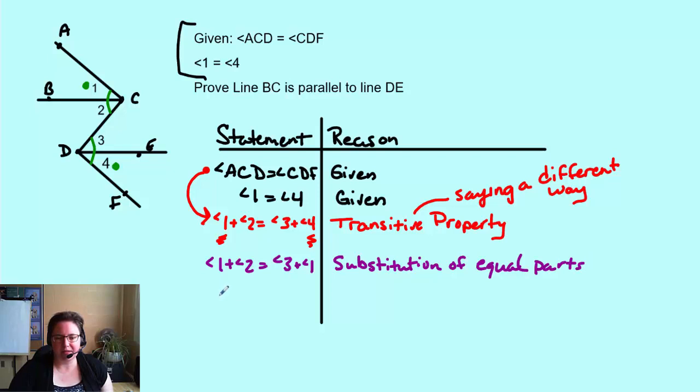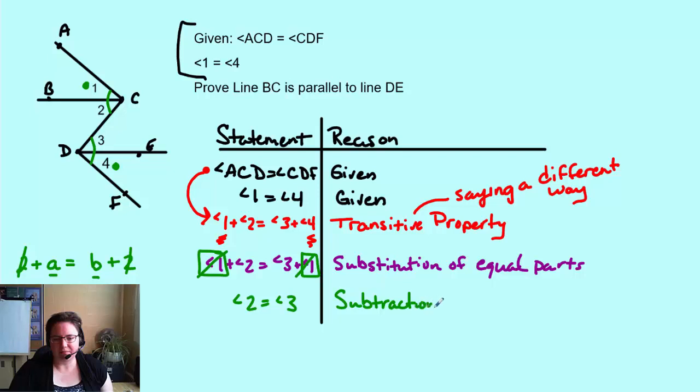Of equal parts. And then from there, well, if I've got a 1 on this side and I've got a 1 on this side, you know that you can get rid of those. But that's the same thing as saying 2 plus something is equal to something plus 2. Well, the 2's are the same, so I can subtract those off of both sides, and I end up with this has to equal that in order for this to work. So I can do the same thing here. I can cross those off by subtracting them, and I can say that angle 2 is equal to angle 3. Subtraction of equal parts.